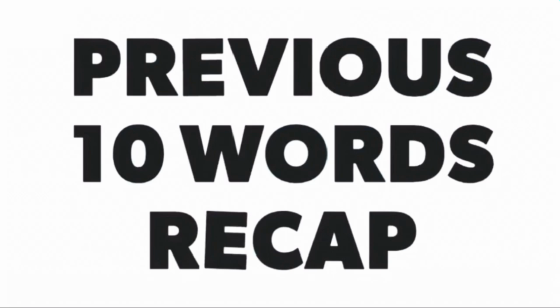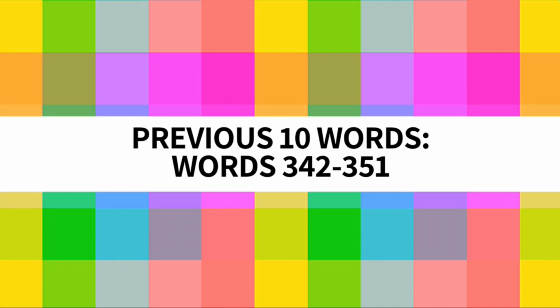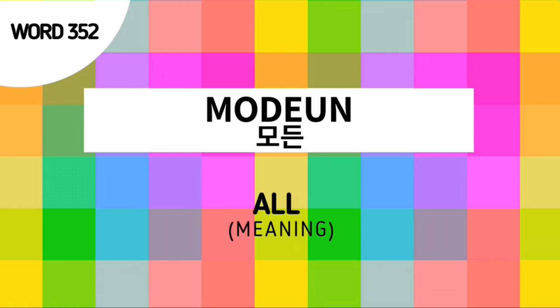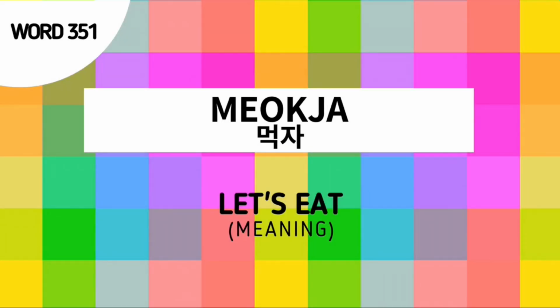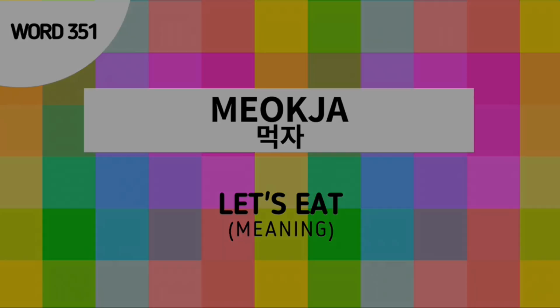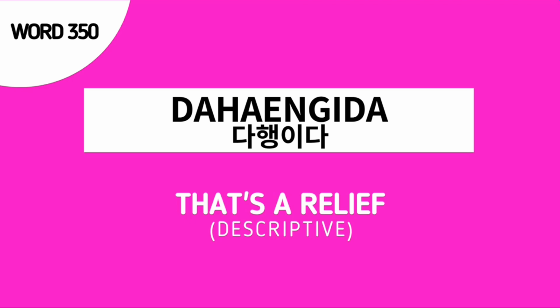Now let's proceed to our previous 10 words recap. As of now, our previous 10 words are words number 342 to 351. Don't forget our word for today, word number 352, MODEUN, which means all. The first word for our review is word number 351, 먹자, which means let's eat. Next word is 다행이다, which means well, that's a relief.